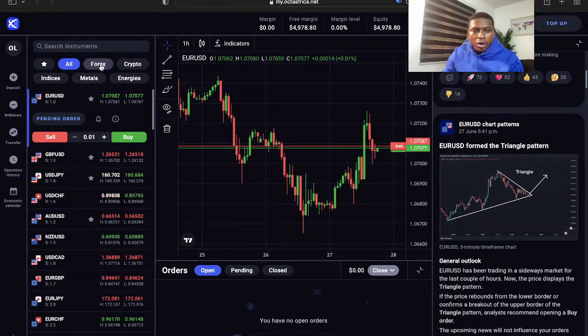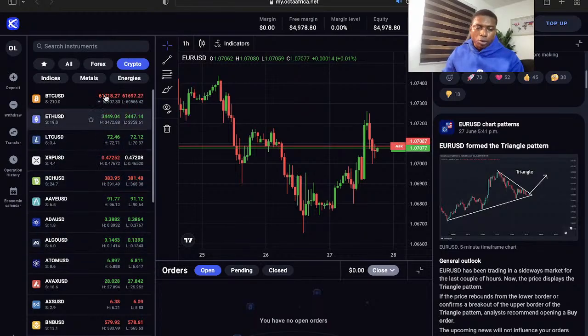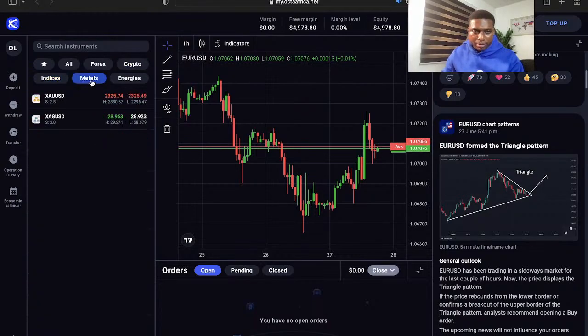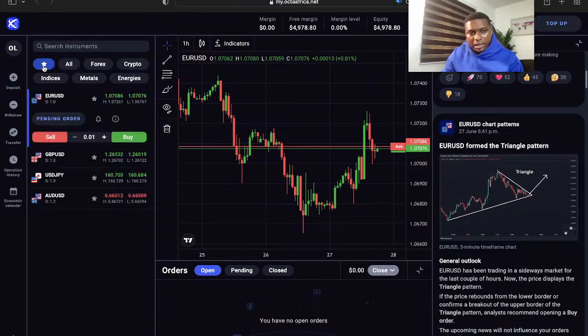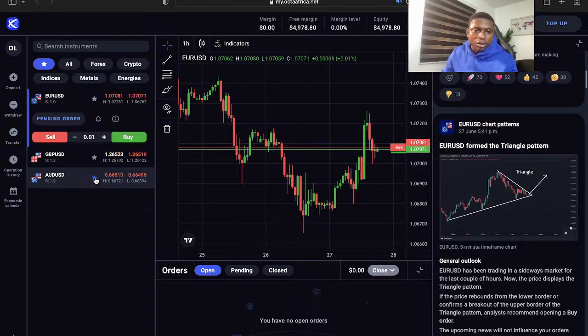Here I can view all currencies. Here I can view currencies related to FX only. Here I can view cryptocurrencies. Here I can view indexes, metals, energy. But I'm just interested in my top favorites, so I will click on this star icon here. When I click on the star icon, you can see that only my top favorite currencies have appeared, because they are the ones in my favorites. I could add and I could remove. I could remove USD JPY now, and I'm left with these three.